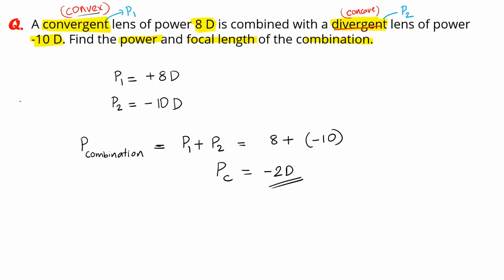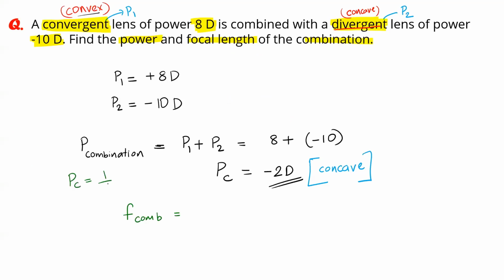Minus 2 means similar to which lens? Minus means concave. So what is the conclusion? This combined lens will behave similar to a concave lens. Even though there is a convex and a concave lens kept together, the combination will behave like a concave lens. That is the idea. Now, once you have the power, how can I find the focal length?